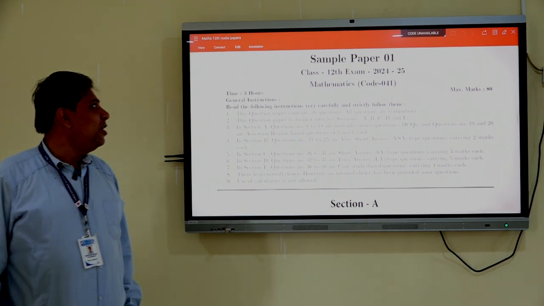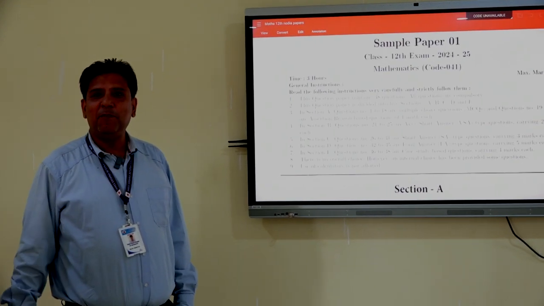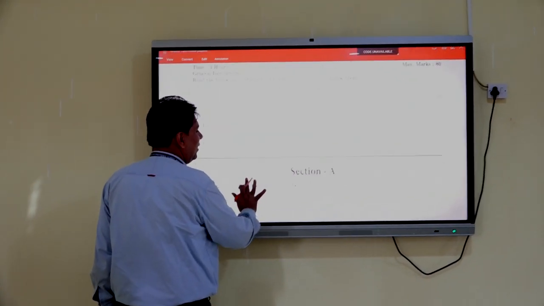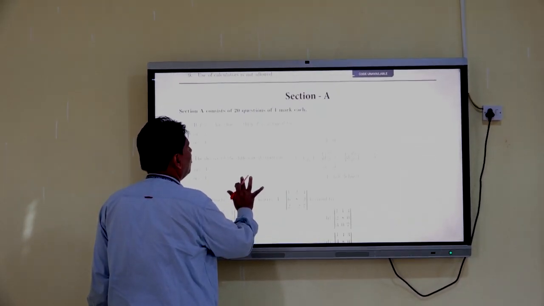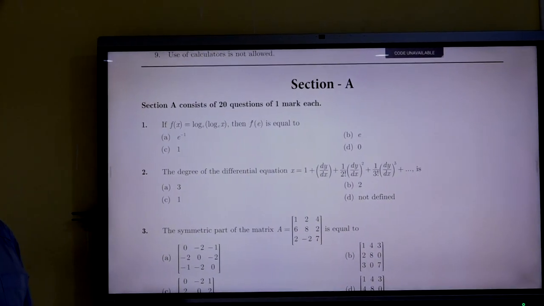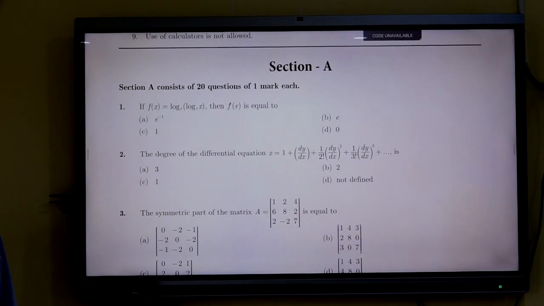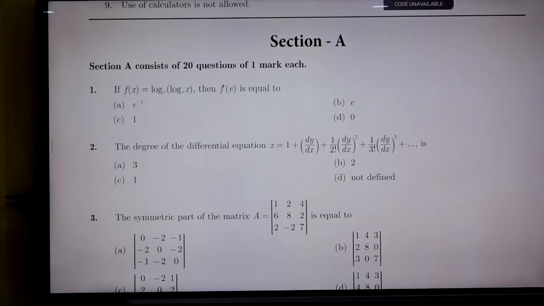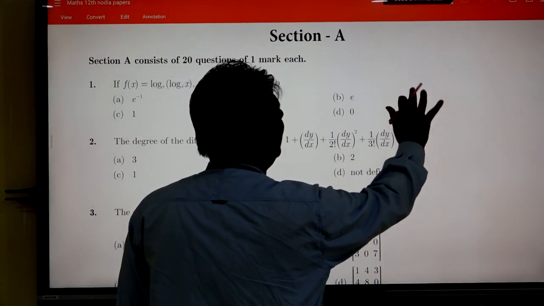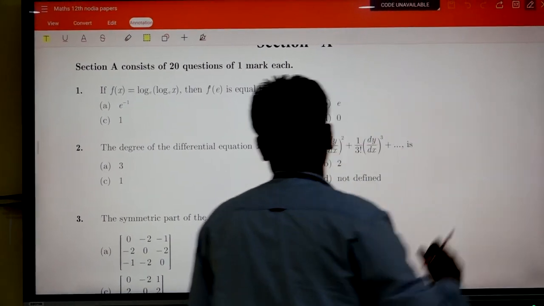Sit down, sit down. Today we will discuss one sample paper of class 12. Let's see. The first question which is asked is, if f of x equals log of log x, then find the value of f dash x. Now this question is from derivative and the question is also quite simple. We can easily find the answer to this question.